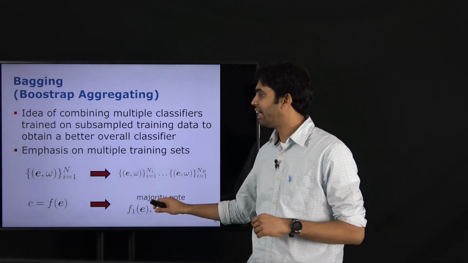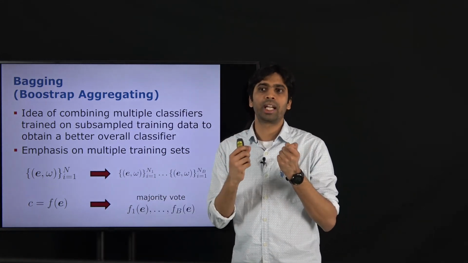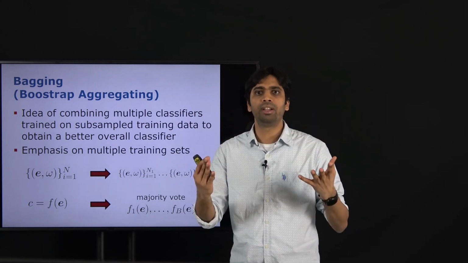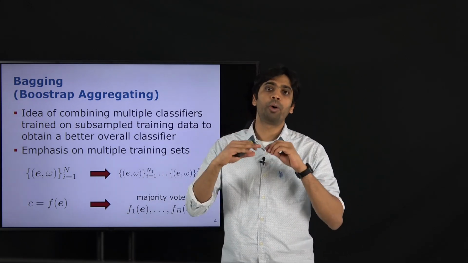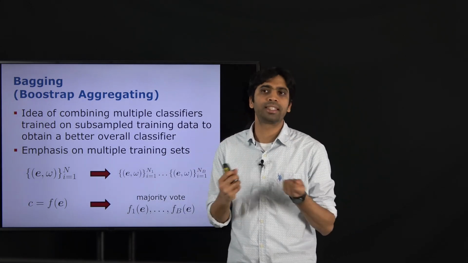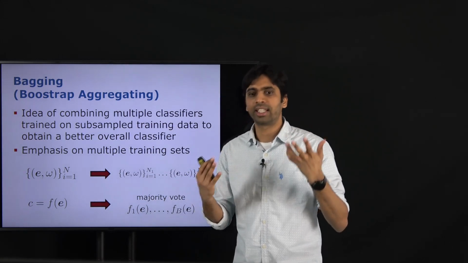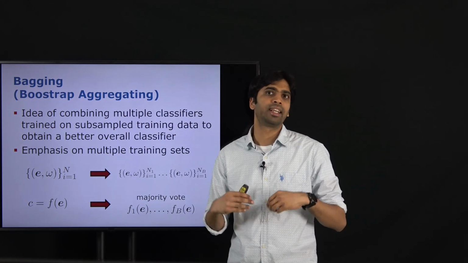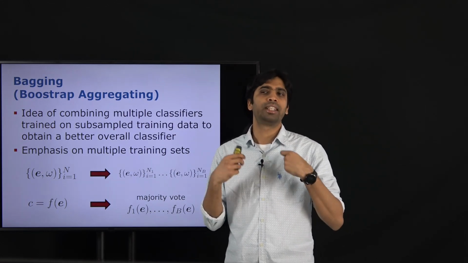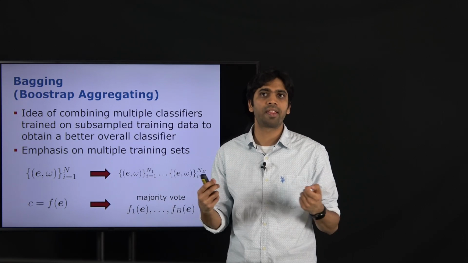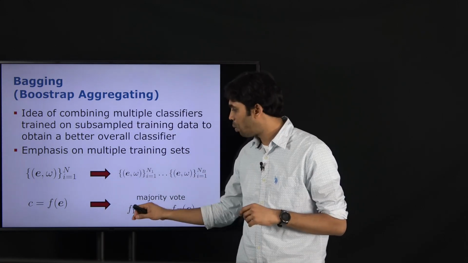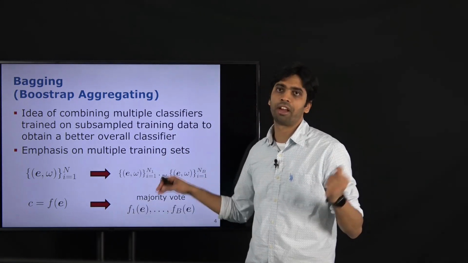So essentially the idea here is that the decision that would be taken by multiple classifiers would be more robust to noise and more robust in general to also errors that you might have in your training data set, and you would end up with a performance that's usually a little bit better than just using any one of these classifiers, that is F1, F2 and so on.